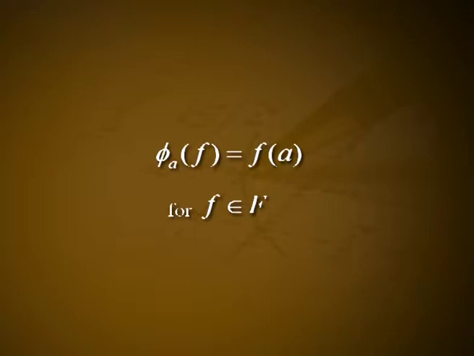For each a belongs to R, the map phi_a from F to R defined by phi_a of f equal to f of a for f belongs to F is a ring homomorphism. Example 3. Z, the set of integers, is a ring under usual addition and multiplication. Z_n is a ring under addition modulo n and multiplication modulo n.